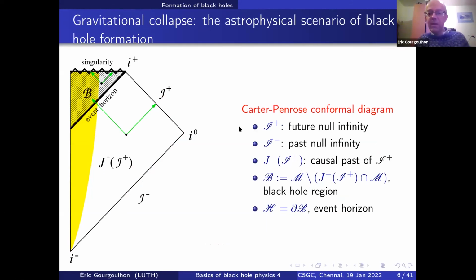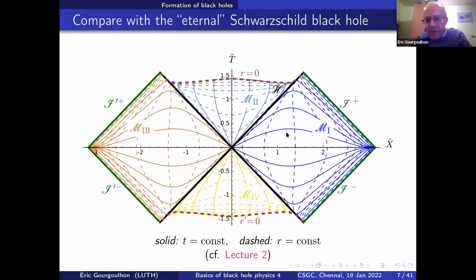What you have to keep in mind is that although this represents the maximal extension of the Schwarzschild solution, this is the maximal extension in vacuum. There is no matter, no gravitational collapse in that spacetime, so it's a kind of academic solution in some sense. Okay, so let's move further on black hole formation.